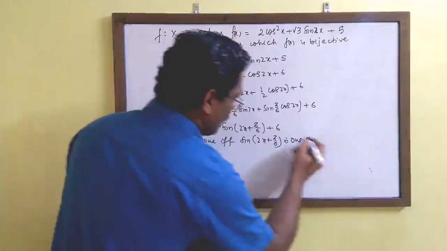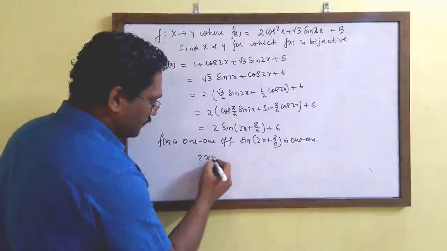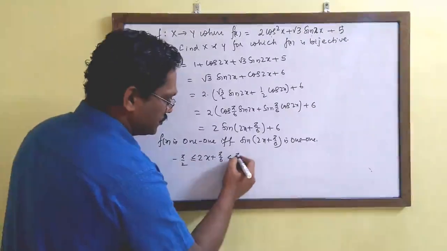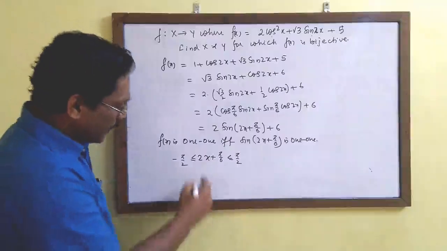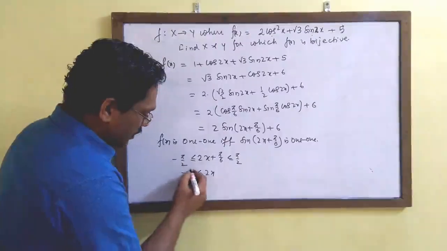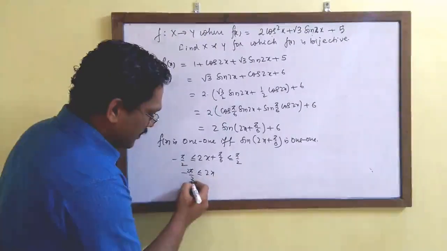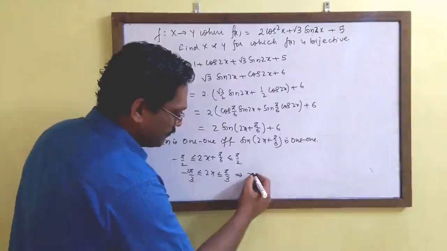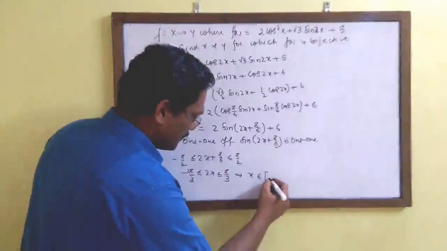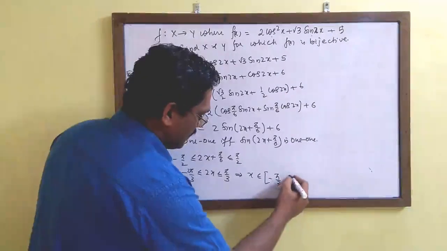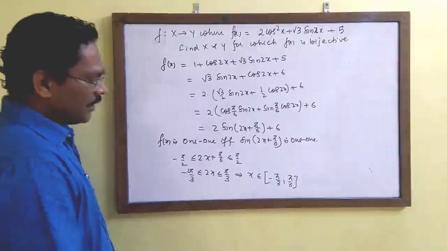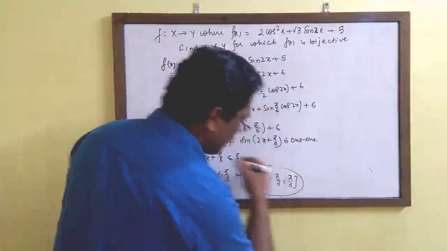So sine theta is 1-1 in which interval? Minus pi by 2 to pi by 2. Just now I told you. Now 2x plus pi by 6 should lie between minus pi by 2 and pi by 2, which means x belongs to the interval minus pi by 3 to pi by 6 on dividing both sides by 2. So this is your set x.